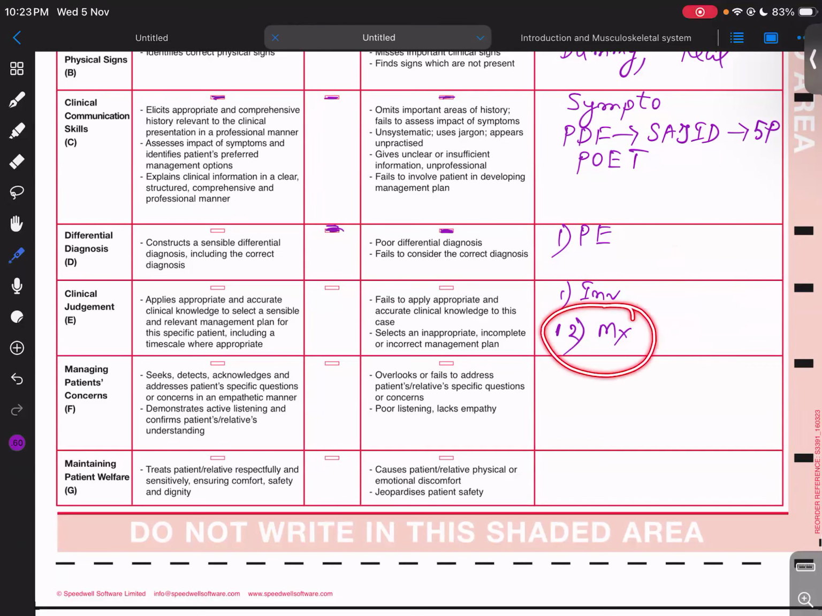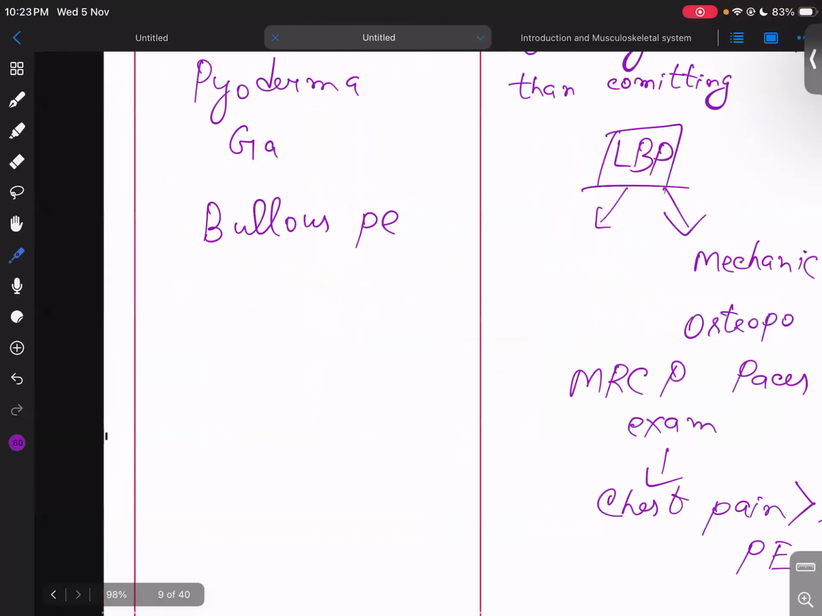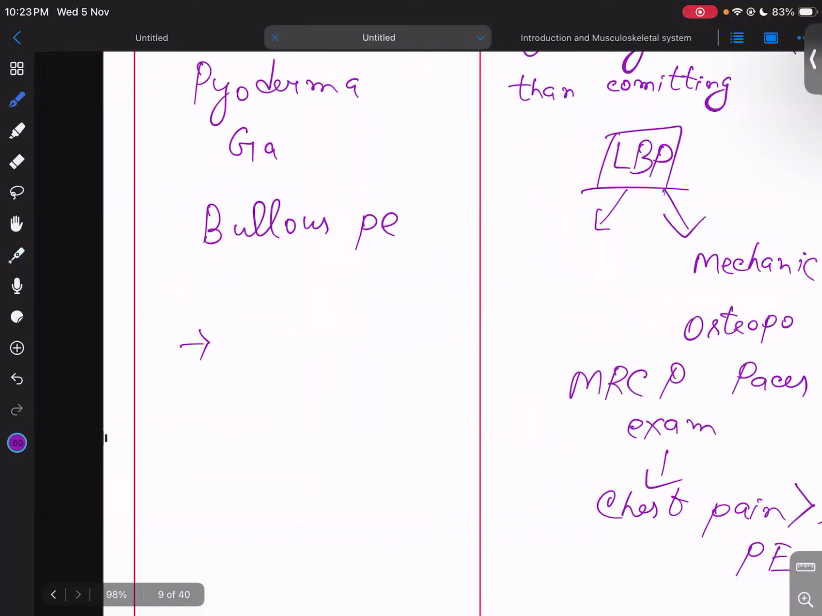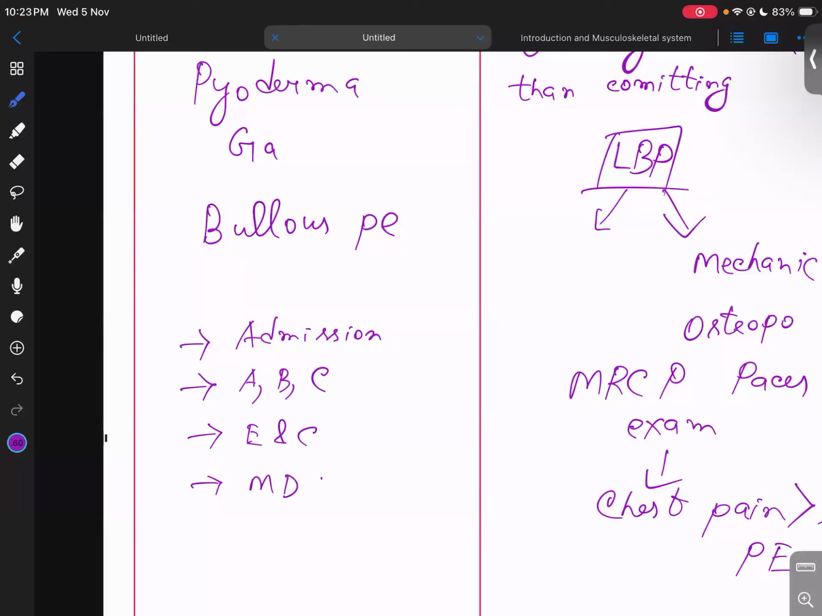Then in the management section, in the PACES exam, there are 2 types of cases that come. One is an acute case and another one is a stable case. So for the acute case, we have to start by saying admission, then management of airway, breathing, circulation. After that, you can go for education and counseling, forming a multidisciplinary team, and treatment of the underlying cause. After that, treatment of the complication.